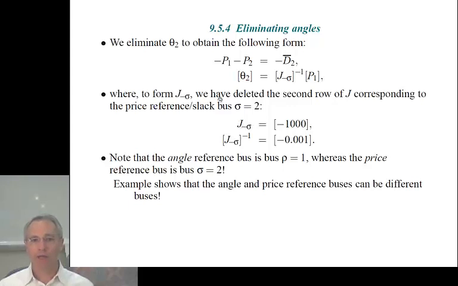So J minus sigma involves deleting the second row of J corresponding to the price reference or slack bus, and that means we delete sigma minus 2 to get J minus 2. That leaves us with the 1 by 1 matrix whose entry is minus 1,000. The inverse of that is minus 0.001. So we can observe that theta 2 is equal to minus 0.001 times P1. And just to observe, the angle reference bus is bus rho equals 1, whereas the price reference bus is sigma equals 2. So this example is showing that these two buses can be different.